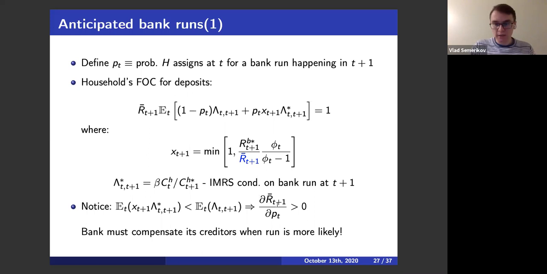The intuition is also quite straightforward. As the probability of a bank run is higher, the risk is higher, and therefore the bank must compensate its depositors when a run is more likely. So it's a meaningful assumption.